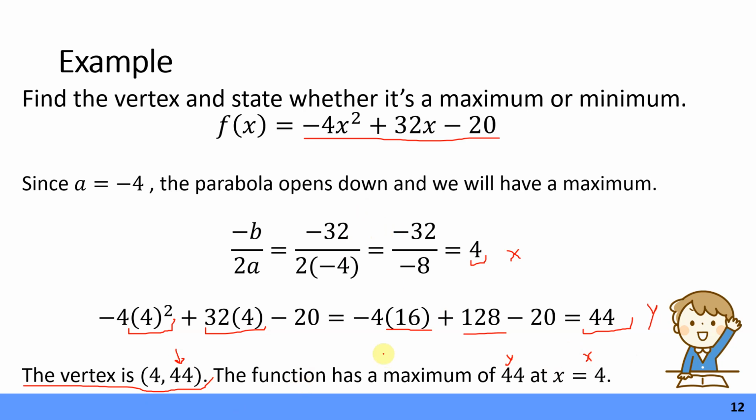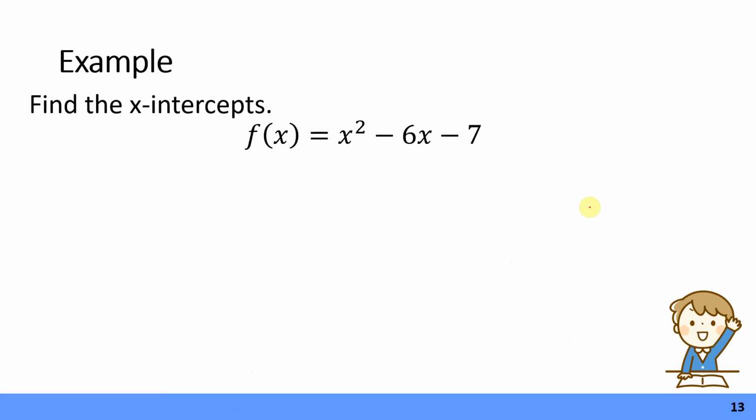All right? So again, hopefully that made sense there. Now let's go ahead and try one more example. On this one, they're asking us for the x-intercept, so no need to worry about the vertex. I really don't care if the function opens up or down. We just have to find the x-intercepts.